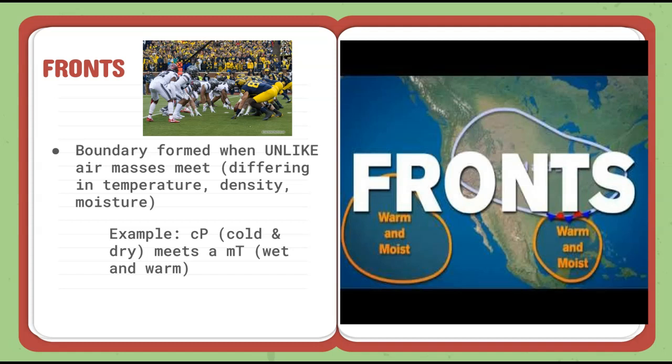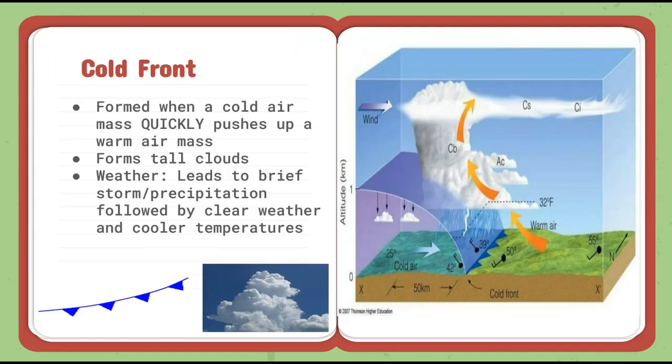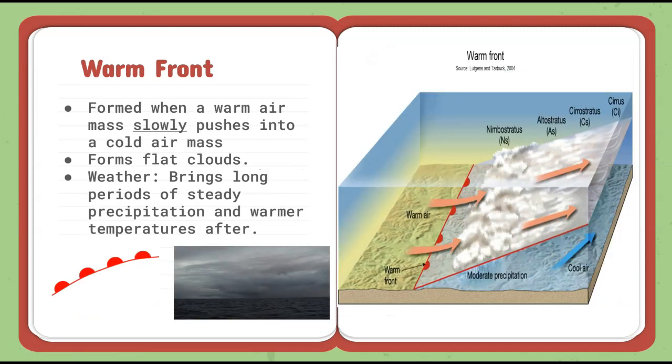A front is a boundary formed when unlike air masses meet. We'll talk about how they get their names. A cold front, we'll start off with, is formed when cold air quickly pushes up a warm air mass. Cold fronts are associated with tall cumulonimbus clouds a lot of times. The weather that is associated with a cold front is brief storms and heavy precipitation, followed by clear weather and cooler temperatures.